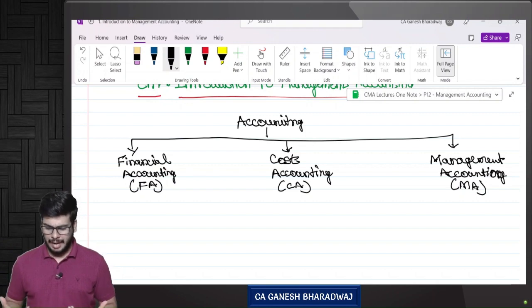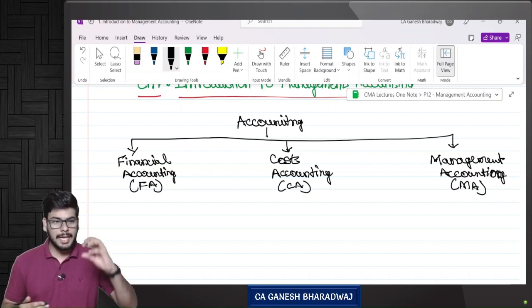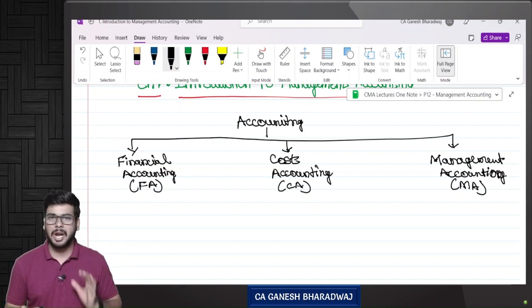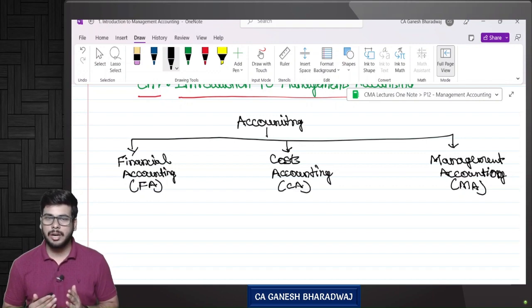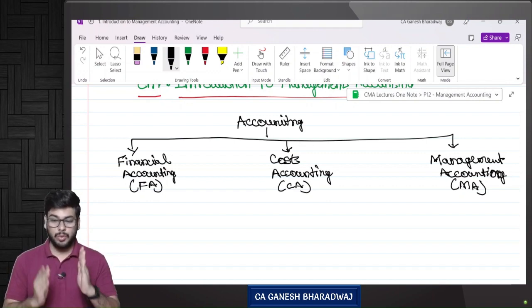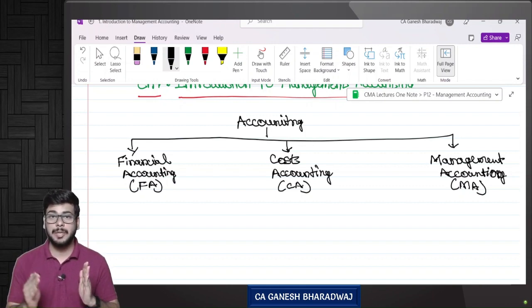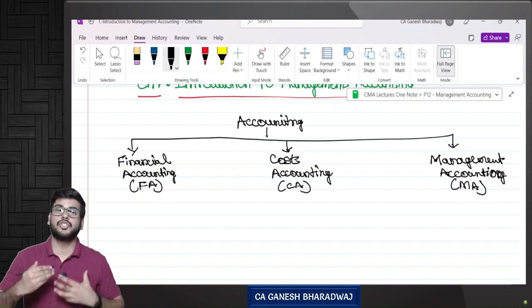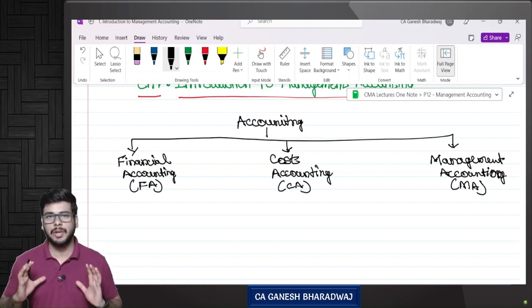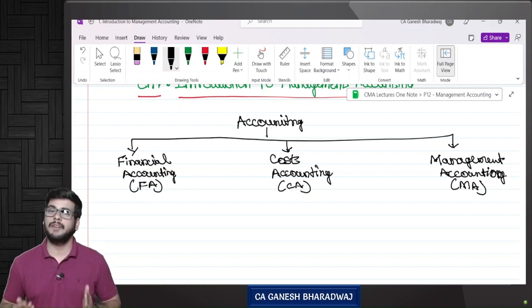Sir, why do we have these many types of accounting, classifications of accounting? Because each discipline or each branch of accounting has its own objective to achieve. Clear? So it is not like, sir, accounting is one. No, inside accounting there are multiple aspects, multiple branches of accounting are there. Each branch has its own objective to fulfill, and that is the reason why we have different branches of accounting. Are you clear with this?